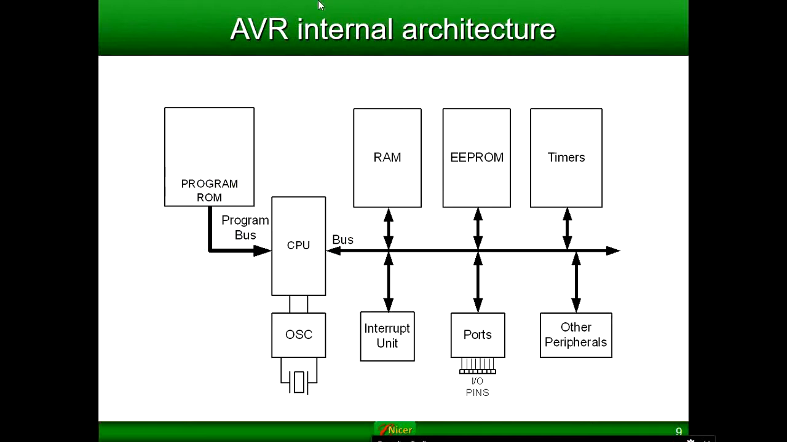If I'm going to discuss the AVR internal architecture, as you can see, it consists of a program ROM, the CPU, which has arithmetic logic unit, program counter, instruction decoder, and registers, etc. And here is an oscillator and interrupt unit, ports, other peripherals, RAM, random access memory, EPROM, erasable programmable read-only memory, and there are some timers and other peripherals. So our code which we have to perform is stored in this program ROM.